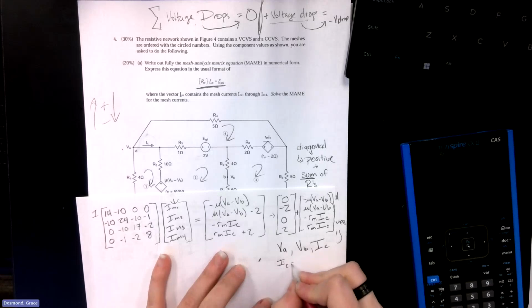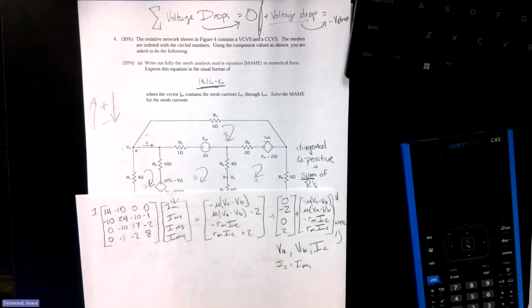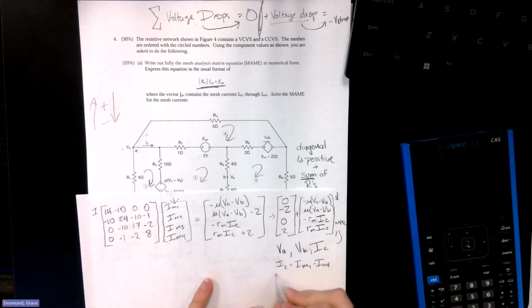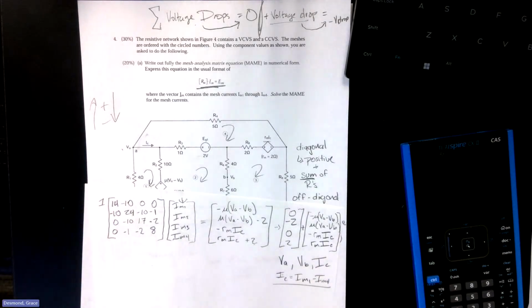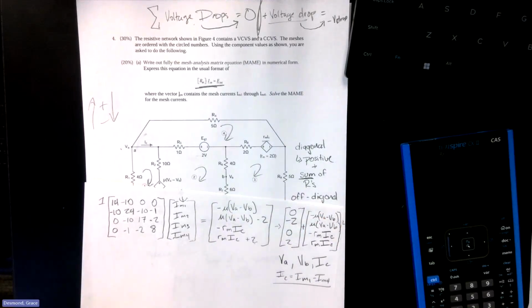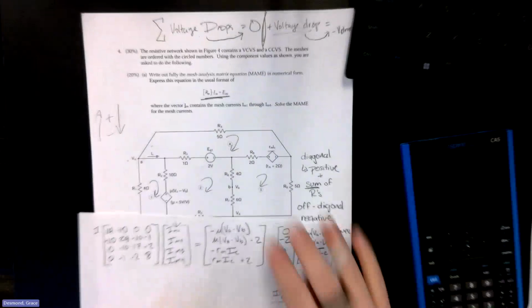Perfect. So IC is equal to IM1. And then what else is flowing through it? Perfect. Is it flowing in the same or opposite direction? So minus IM4. That one, super simple. So we like that one. Now for the other ones, VA and VB. Can't.